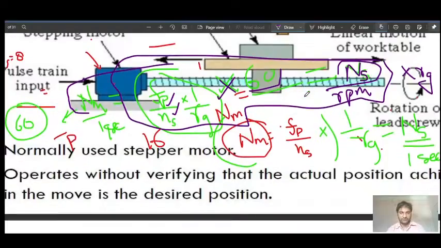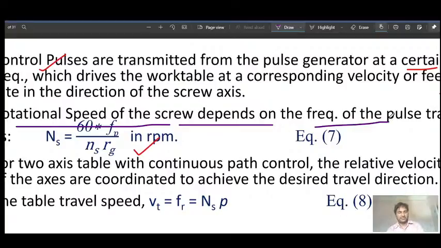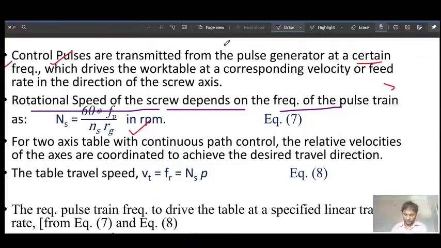Okay, so now let's see what we have got here. As you can see, the rotation speed of the lead screw depends on the frequency of the pulse train, and it is given this way. So now you see it in RPM: 60 Fp by step angle Ns and by Rg, and then we have multiplied it by 60, and we have got the RPM of the lead screw.